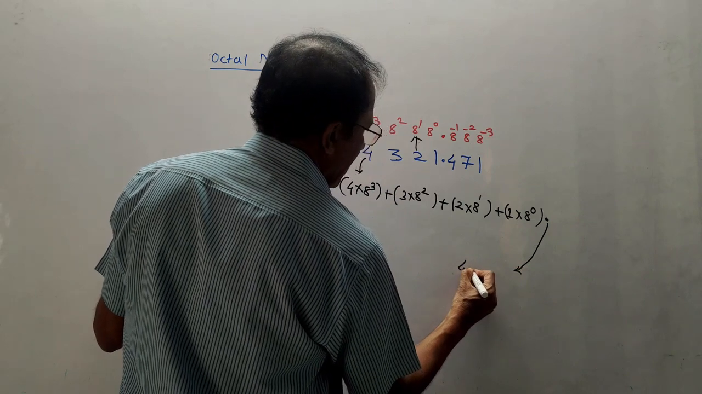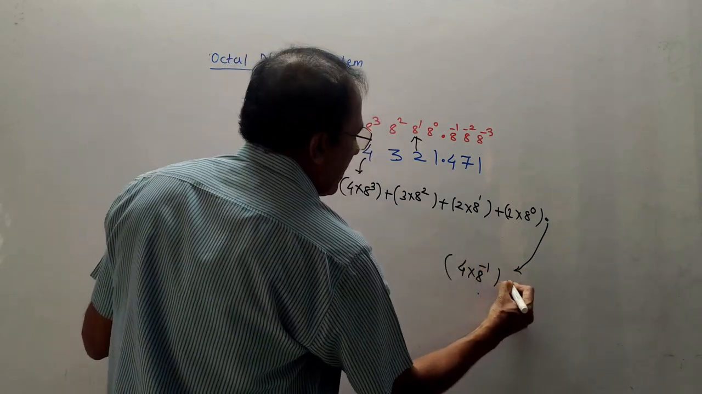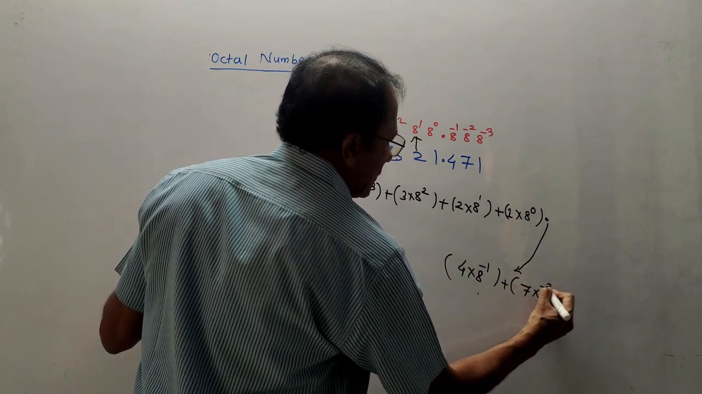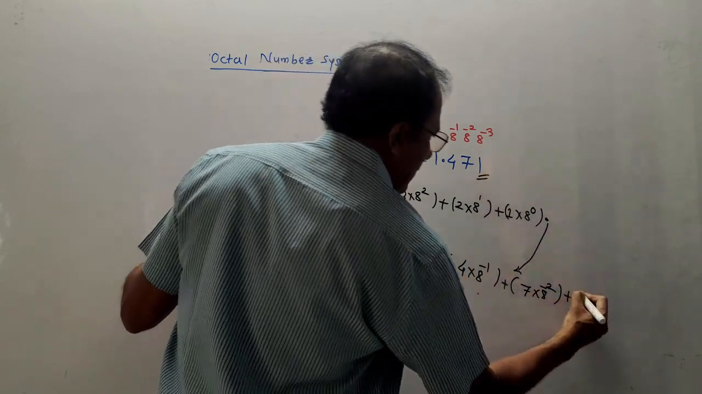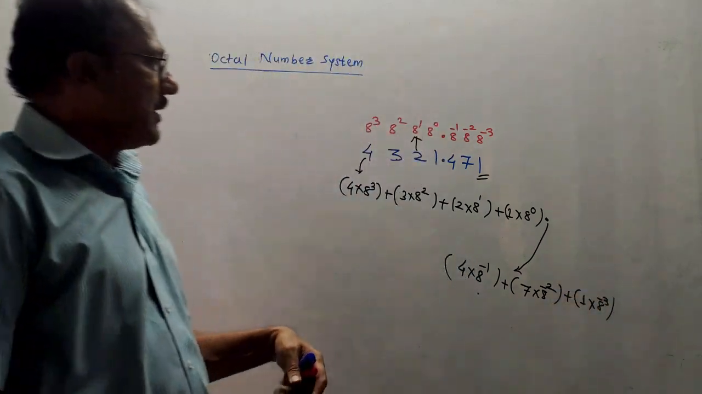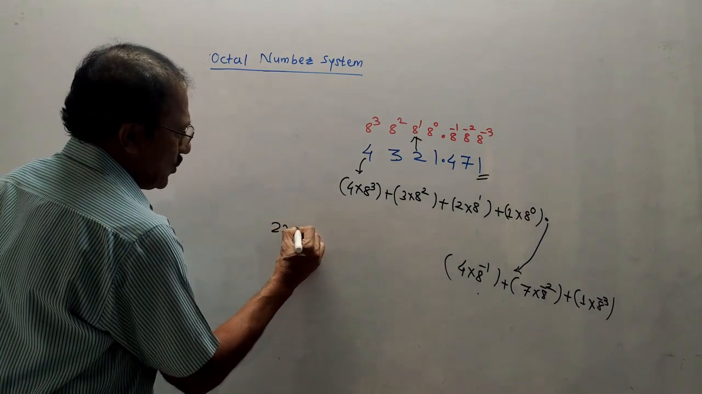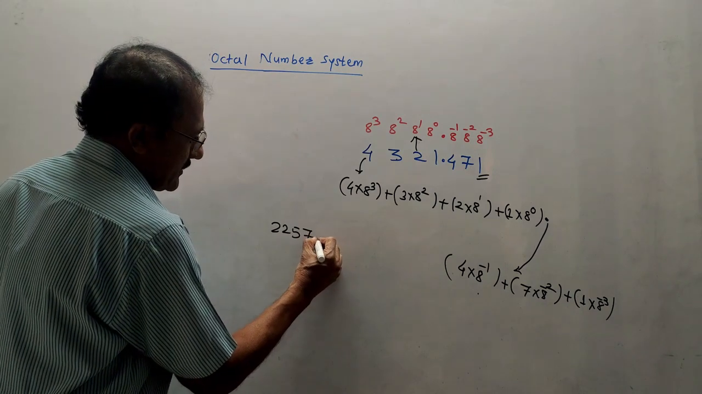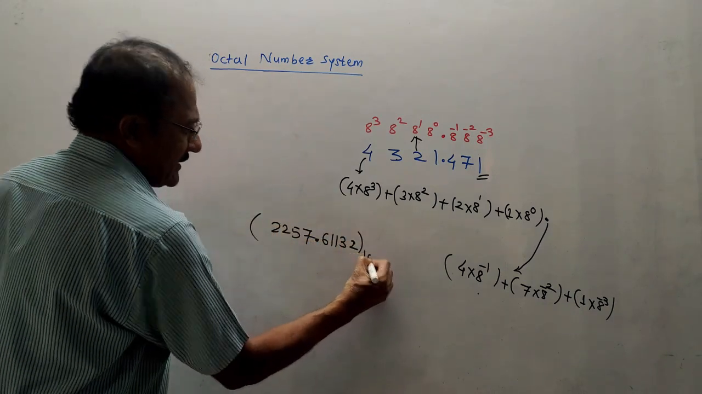This 4 is multiplied with 8 raised to minus 1, that is 1 by 8, plus this 7 is multiplied with 8 raised to minus 2, that is 1 by 8 square, plus this last one is multiplied with 8 raised to minus 3, that is 1 by 8 cube. If you solve this on the calculator, the answer will be 2257.61132. This is in the normal, decimal format.